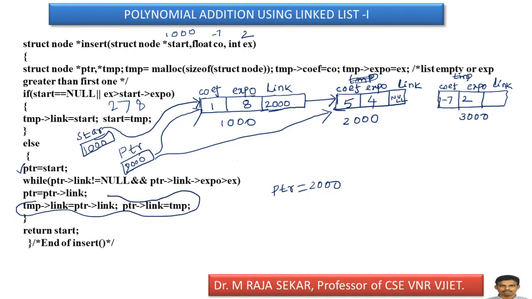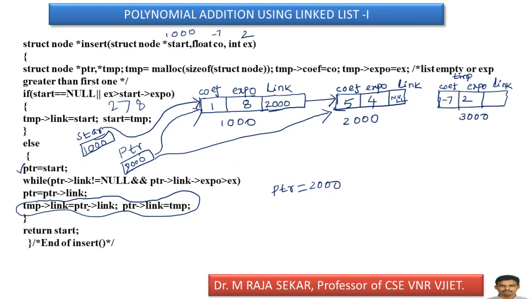We will try to understand this. What does it say? TMP arrow link. What is my TMP? This cannot be TMP, isn't it? Our TMP is the recently created node. TMP means 3000, and 3000 link is TMP arrow link. Means this one. TMP arrow link equal to PTR. What is my PTR?